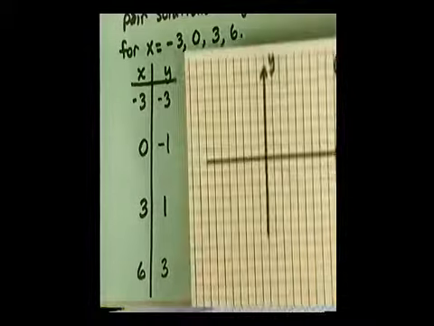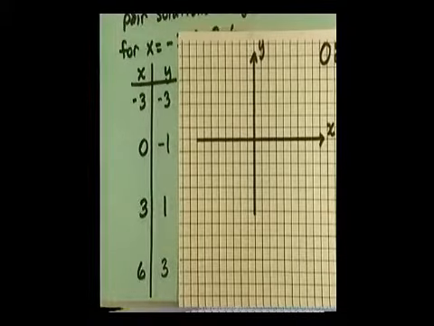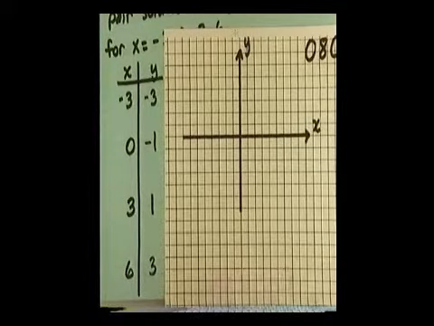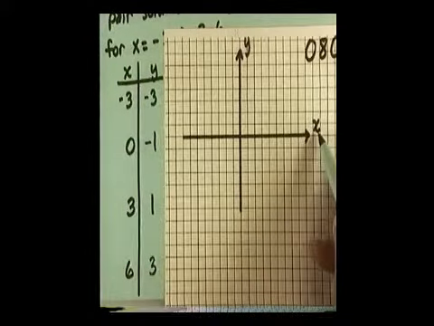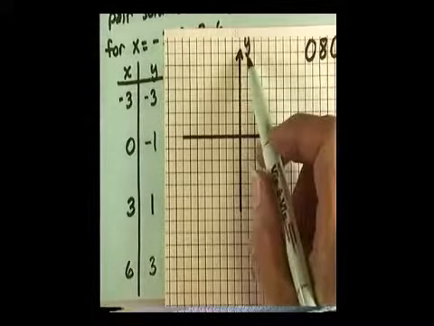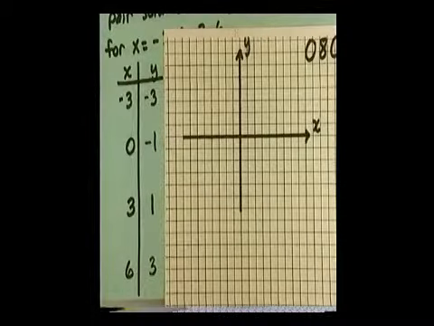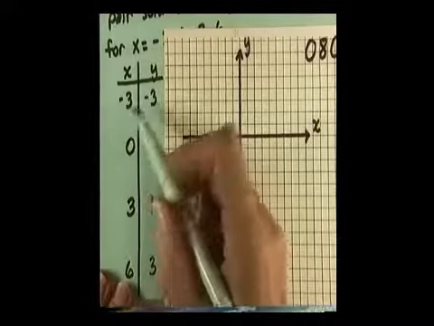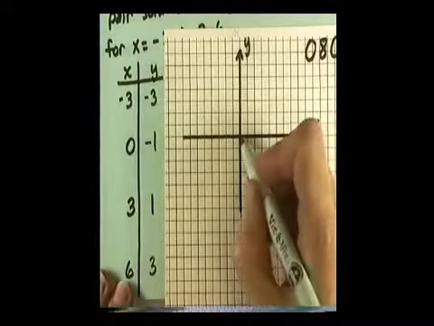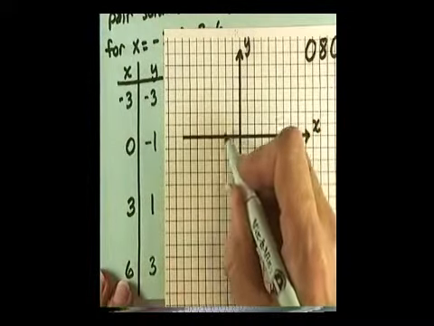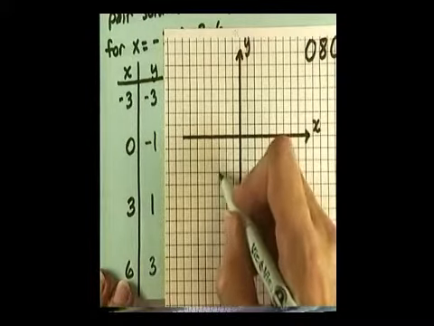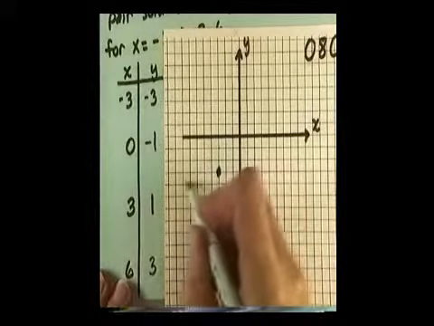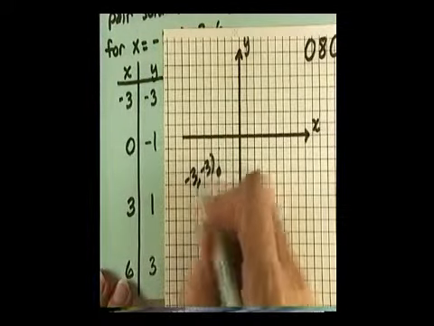So let's get the graph paper with the x and y axes drawn. Notice that the x-axis, the horizontal axis, has an x labeling it. The vertical axis has a y labeling it. Let's graph these 4 points. We first have (-3, -3). From the origin, we count 3 to the left and 3 down. So there's our first point, (-3, -3).